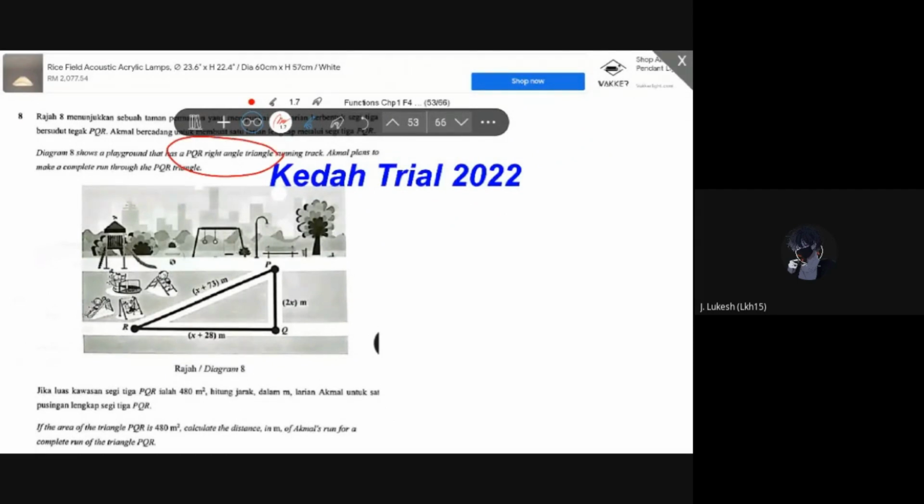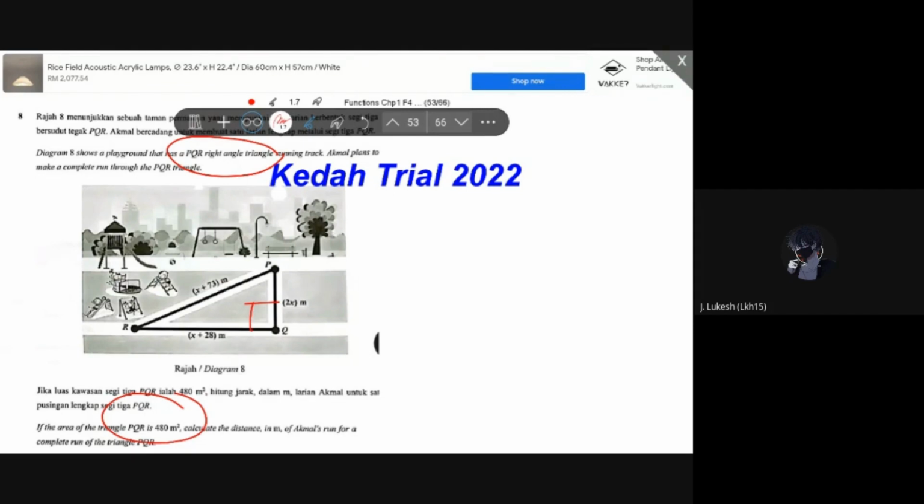Okay, I want to ask everyone, kalau kamu nampak saja perkataan segitiga bersudut tegak, what is the first thing that comes to your mind? Right angle triangle. Pythagoras, yes, good idea. Pythagoras theorem, 90 degree, yeah, very good also. A lot say 90 degree, okay. Means you understand here is 90 degree, right? So good. Okay, so now they say, the area of the triangle, luas segitiga, is 480 meter square.